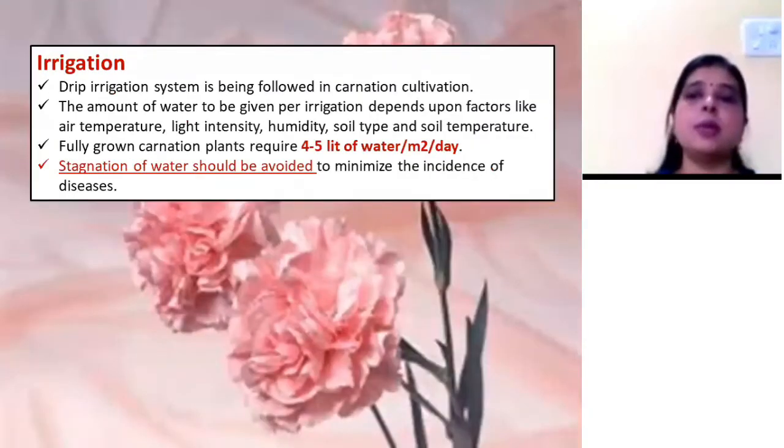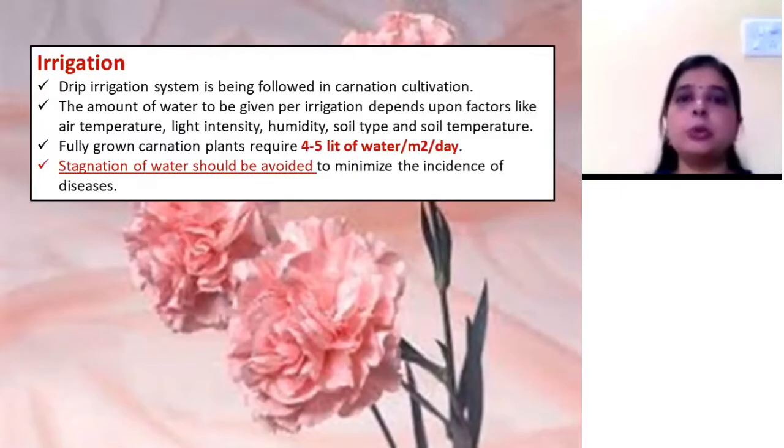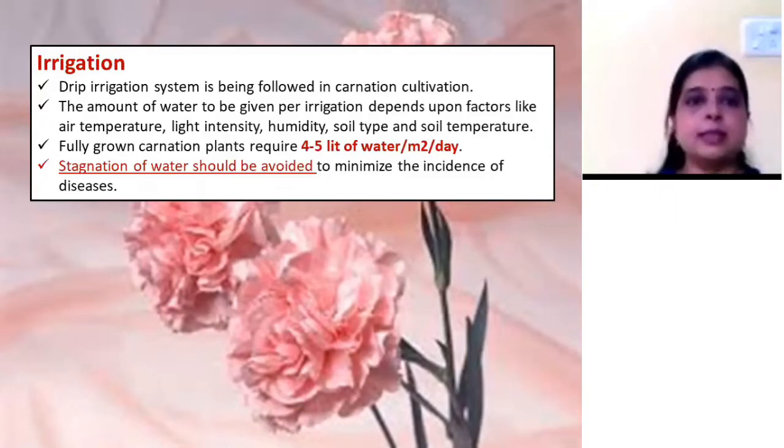Irrigation system in polyhouse: mainly the drip irrigation system is followed for carnation cultivation. According to the temperature and light intensity, you have to give the irrigation. Carnation requires 4 to 5 liters of water per square meter per day, and stagnation of water must be avoided to minimize disease incidence.